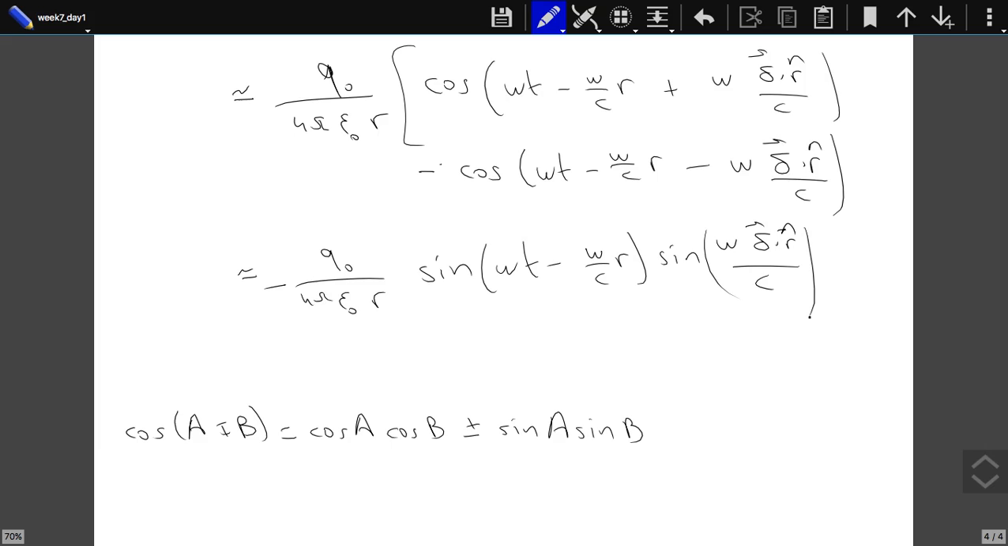Professor, where did this minus come from? Well, you see, if you have the cosine of the sum of two angles, the sign between the two is minus. Since I'm looking at the differences of the cosines, the cosine terms cancel. The first term comes with a minus sign, the second term comes with a plus sign, but there's a minus sign over there.